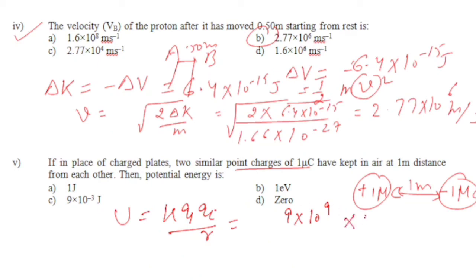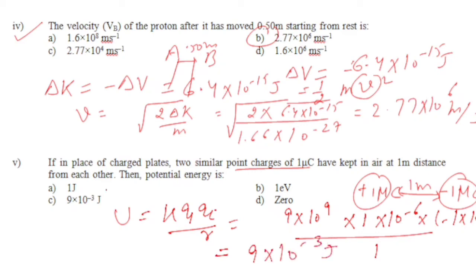Q1 is 1 microcoulomb, which means 10 to the power minus 6, and Q2 is minus 1 into 10 to the power minus 6, and the distance is 1 meter. So after solving this, which option is correct? 9 into 10 to the power minus 3 joule. Yes, option number 3 is correct, right? 9 into 10 to the power minus 3 joule. Hope all of you have got this answer.